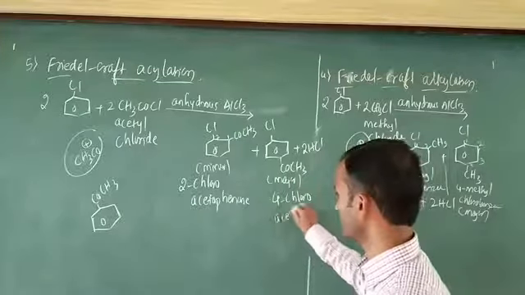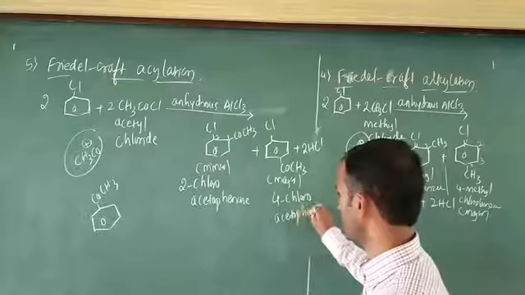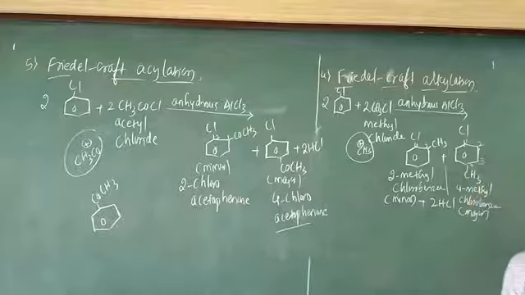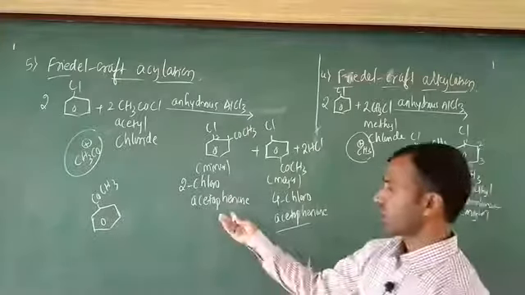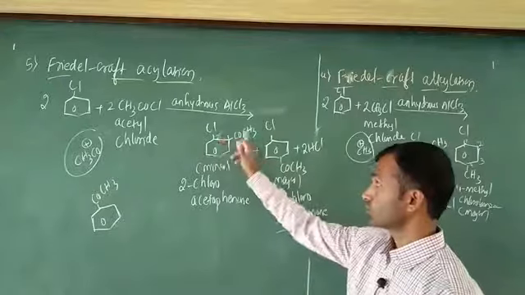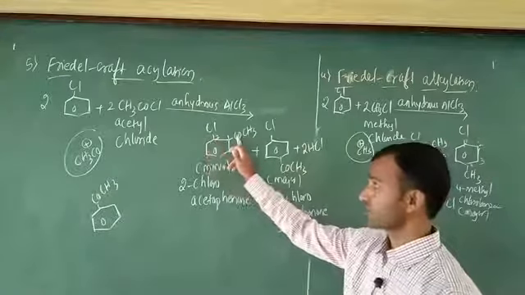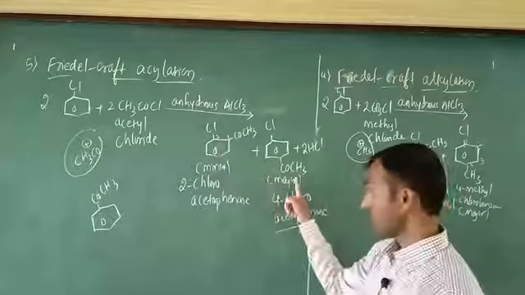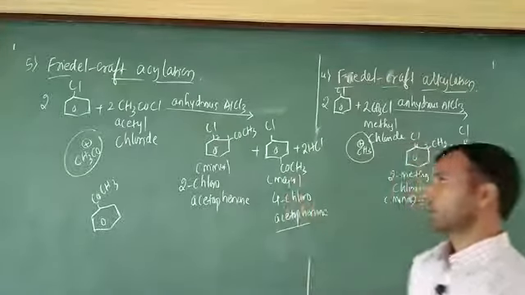4-chloroacetophenone. 4-chloroacetophenone, 2-chloroacetophenone. If you want, you can write the common names orthochloroacetophenone and parachloroacetophenone. Ortho, this acts as a major group. Up to this, the types of reactions are completed.